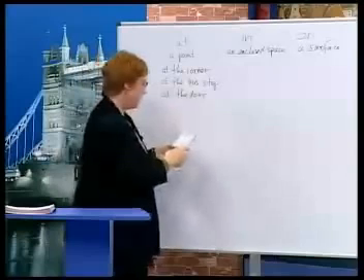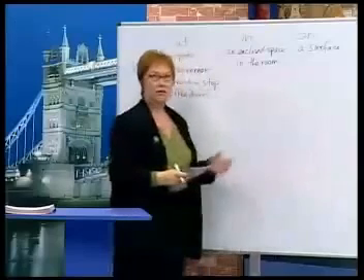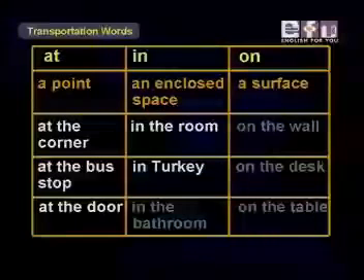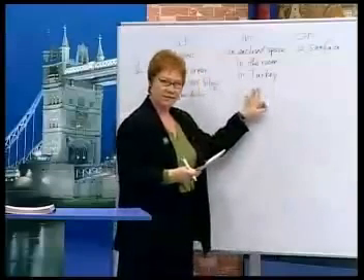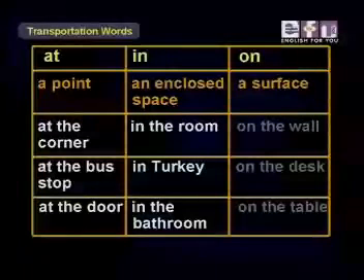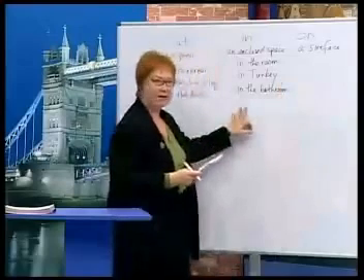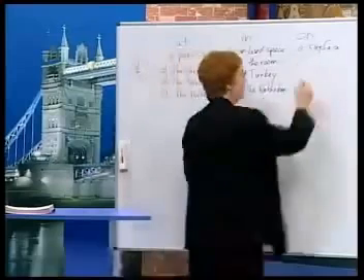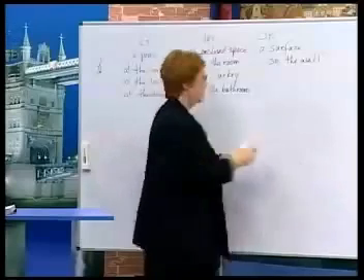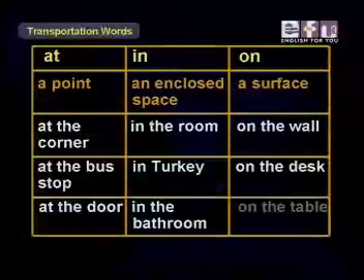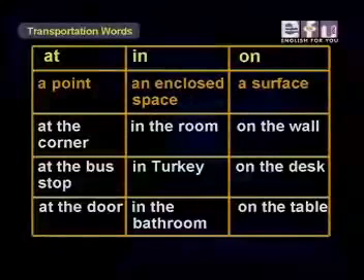Okay? Now, with in we have in the room. We are in the room. In Turkey. In a country. We saw this before. Or, again, another example, in the bathroom. Where is she? She's in the bathroom. Okay? Now, with on, we have on the wall. This is a surface. On the wall, on the desk, or on the table.